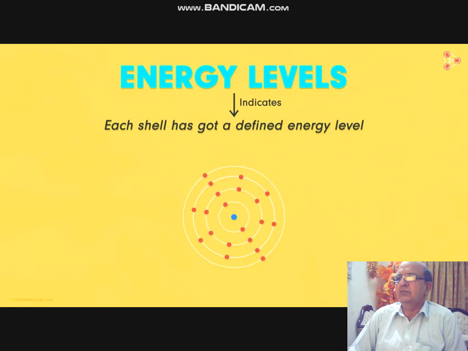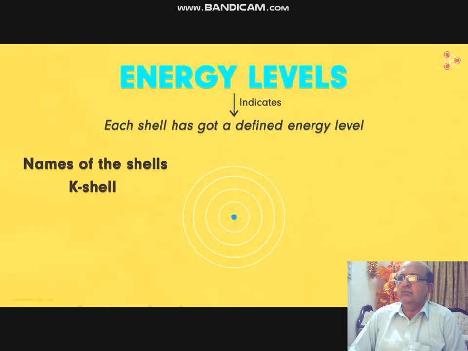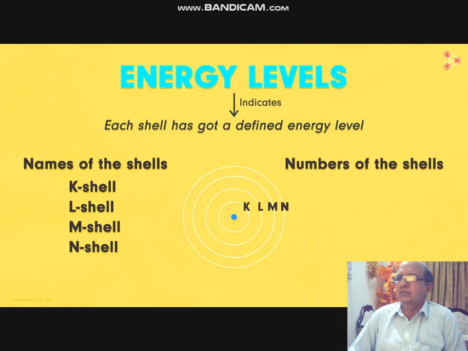And how do we name these shells to indicate their position? It's simple. Beginning from the one near the nucleus, we name them as the K shell, L shell, M shell, N shell, and so on. Yes, K, L, M, N, and so on. And what if we want to number them? In that case, we use the letter n in lowercase and write them as n equals 1, n equals 2, n equals 3, and so on, beginning from the one next to the nucleus. So we can name them alphabetically, or we can even number them.